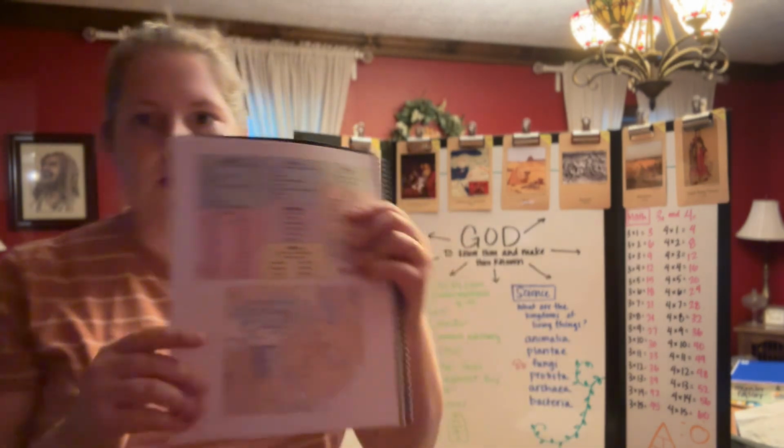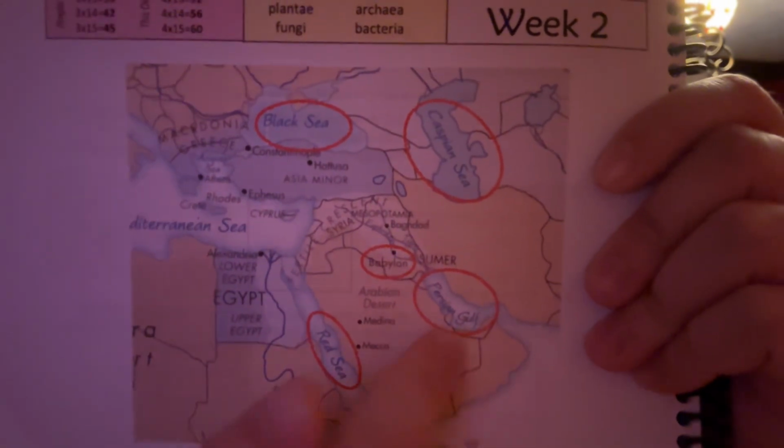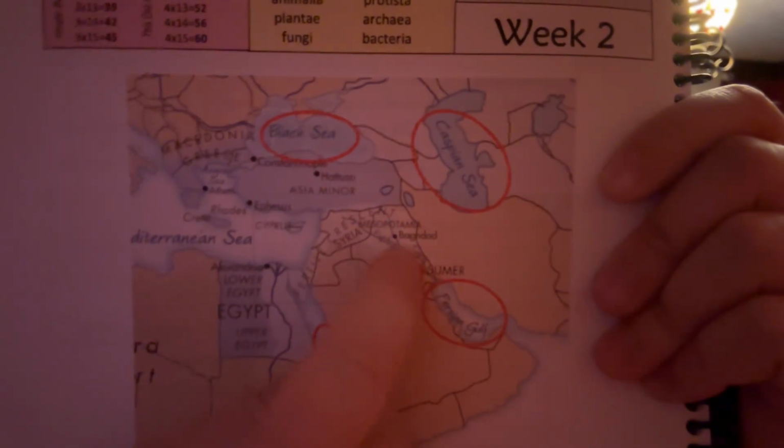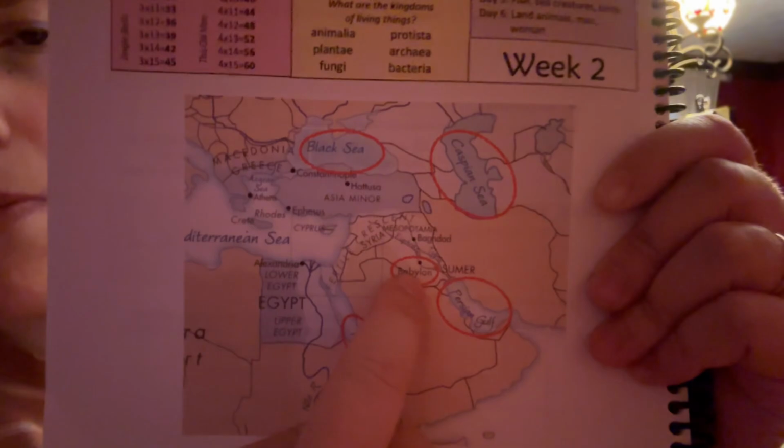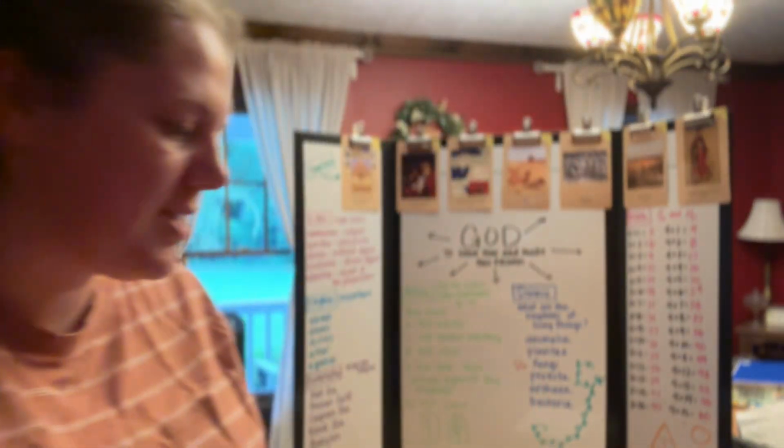So it's marked, I have it on my little cheat sheet here. Here we go. So Red Sea, and then we go over to Persian Gulf. So it's reaching for these two strings here of the Tigris and the Euphrates. Then we went up to Caspian Sea, Black Sea, and then in the middle, Babylon. Okay, so that is what we did for new grammar today.